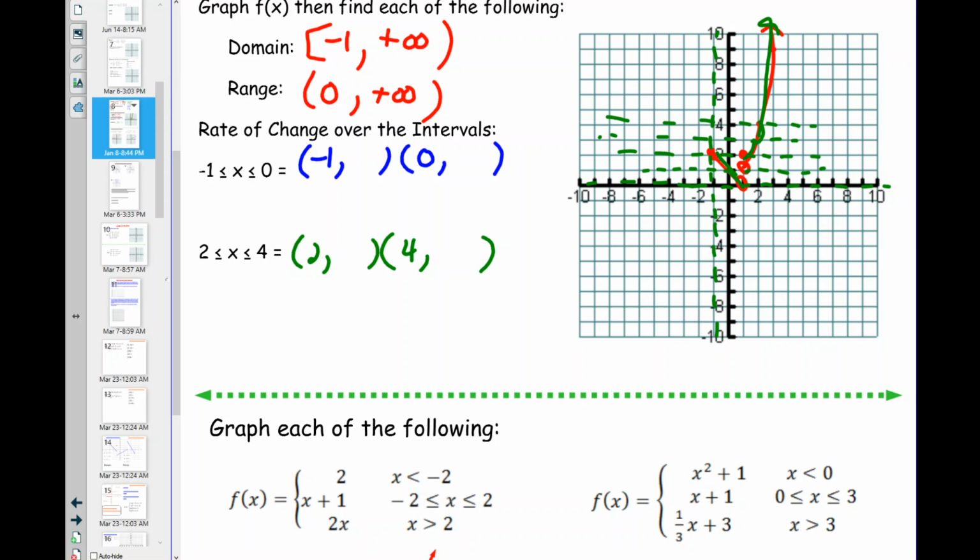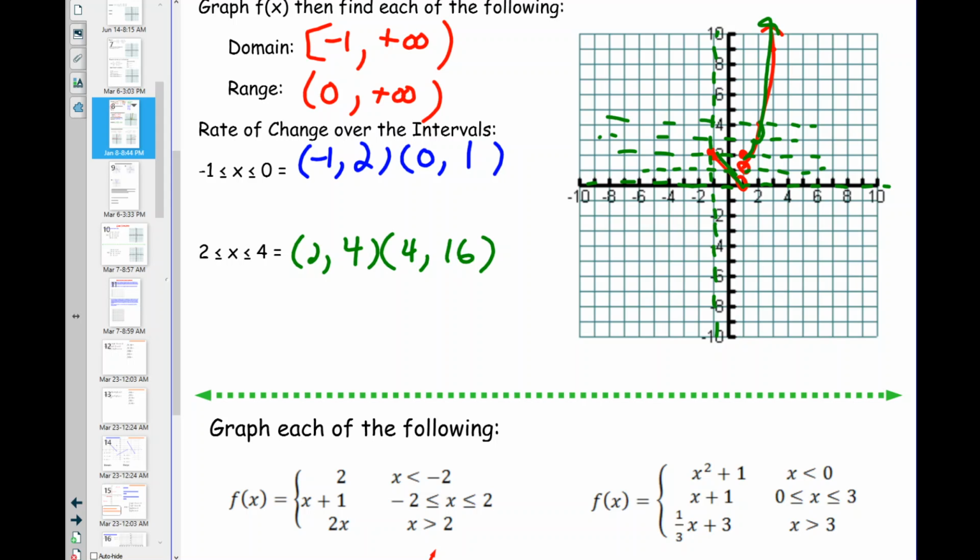We already found -1. That was one of our endpoints. What was the output at -1? How about at 0? It was 1. How about at 2? It was 4. And how about at 4? 16. You have to square it. That was a quadratic piece.